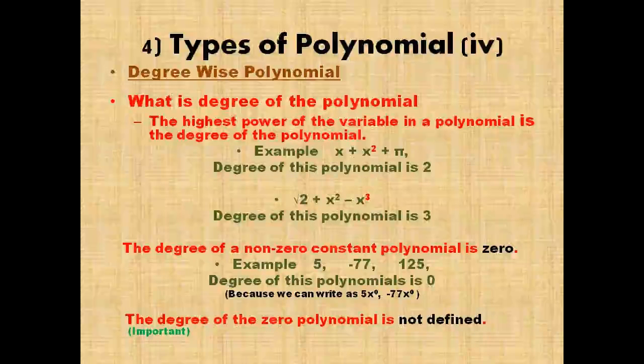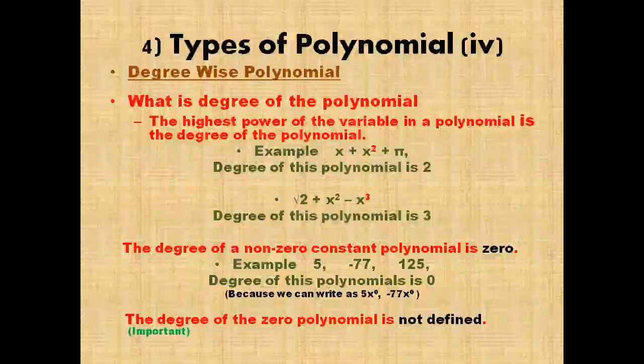Next. Sir, we studied the constant polynomial. In the constant polynomial, x was not there. No, we studied that in the constant polynomial x is there. It was hidden. See here, 5, minus 77, 125. These can be said to be constant polynomials. It can be written as 5x power 0, 125x power 0, because any number to the power 0 is 1. So the degree of a non-zero constant polynomial is 0.